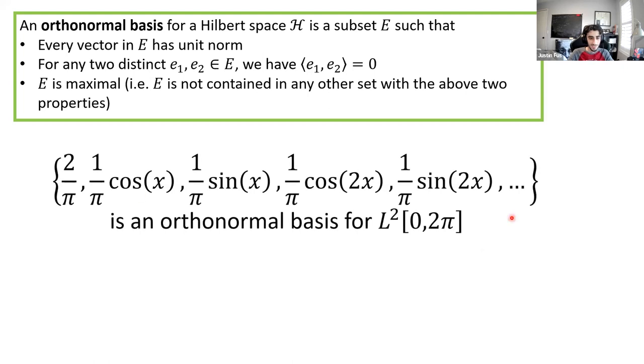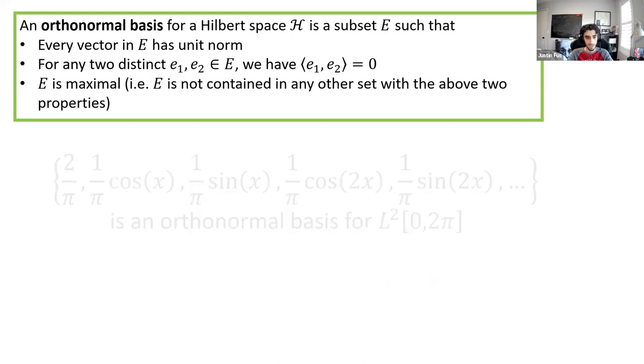All right, those in MAT B42 might recognize this basis as an orthonormal basis for big L2 from 0 to 2 pi. So all of these vectors right here are orthogonal to each other. If you try and integrate their product from 0 to 2 pi, you'll always get 0. And they all have norm 1 in the space L2 from 0 to 2 pi. So this is an orthonormal basis for L2 from 0 to 2 pi.